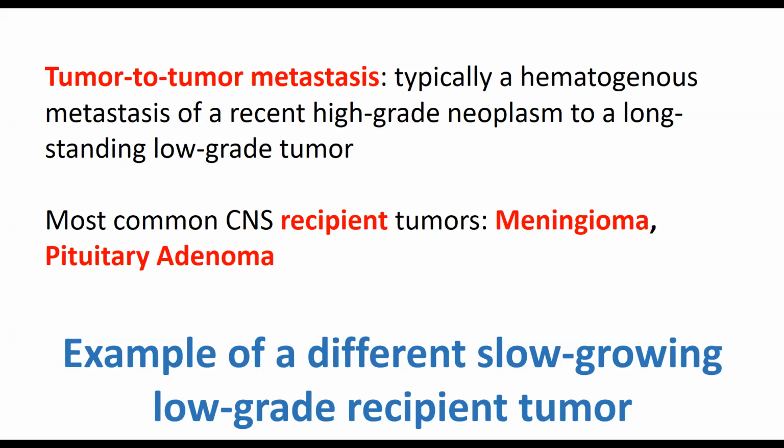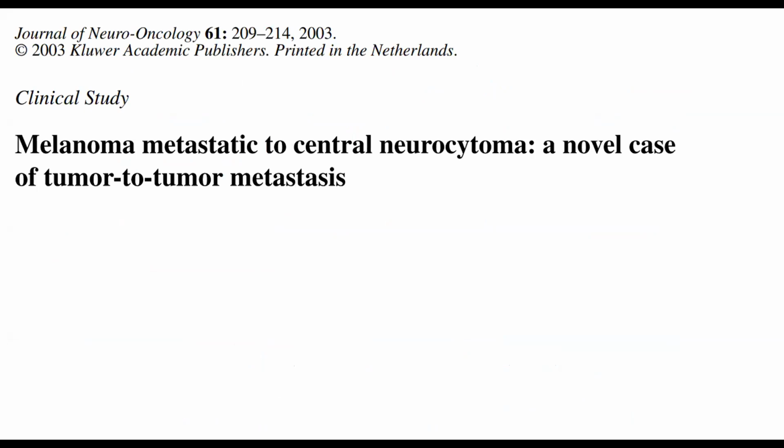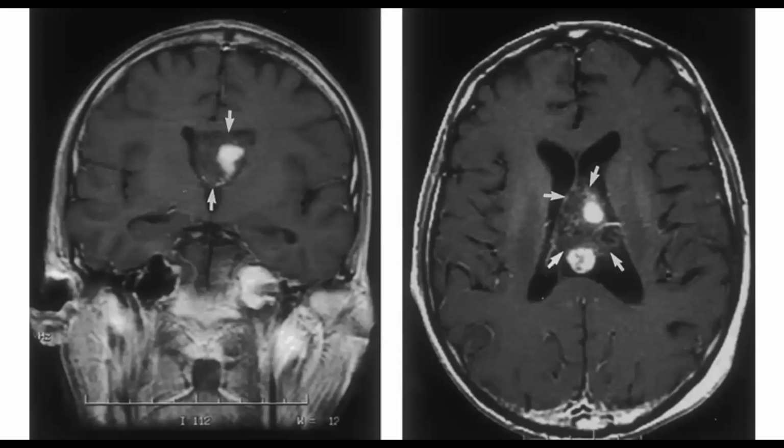meningioma and pituitary adenoma. How about one more example of a different slow-growing, low-grade recipient with tumor to tumor metastasis, just to show it's not just meningioma and pituitary adenoma. Case report, Journal of Neuro-Oncology, 2003: melanoma metastatic to central neurocytoma, novel case of tumor to tumor metastasis. All right, okay, wow. And here it is.